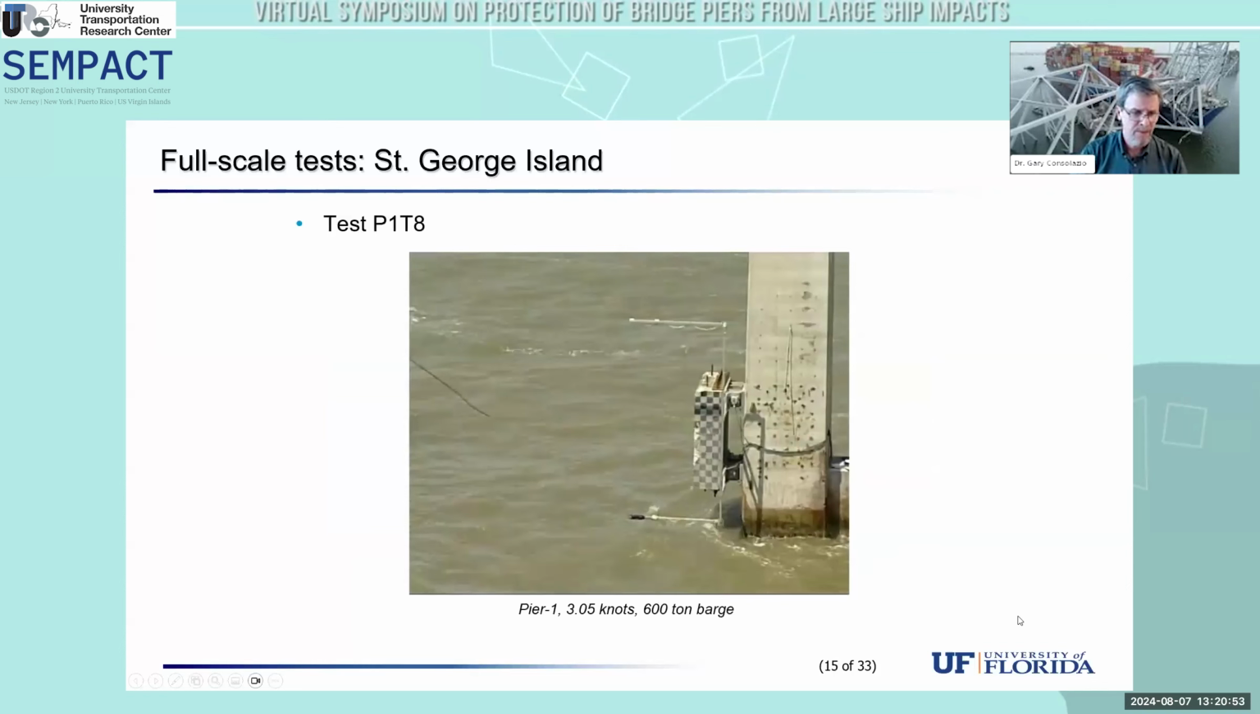So I'll show one quick video here. I believe the audio will come through. So this is the last test on Pier 1 at St. George Island.